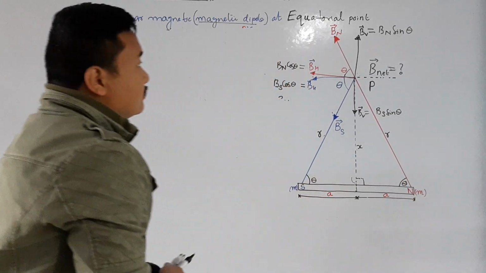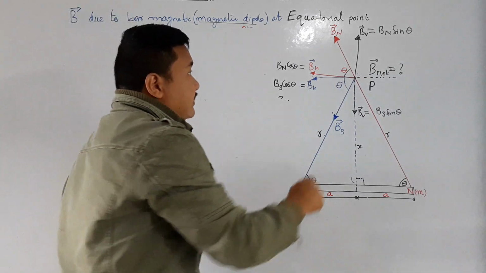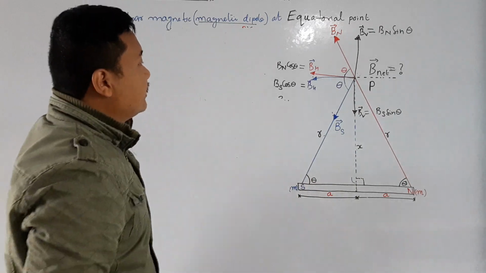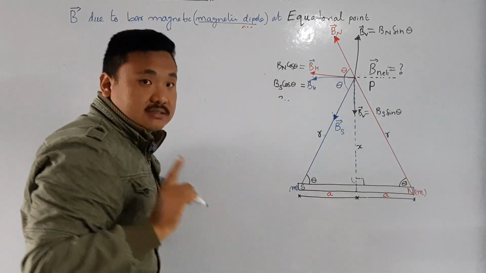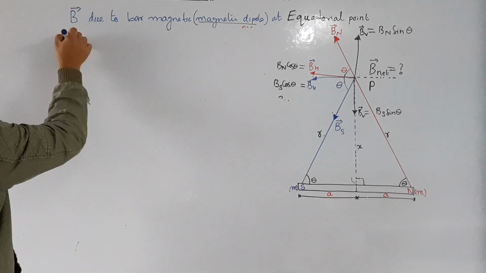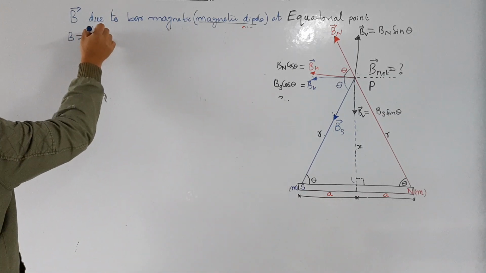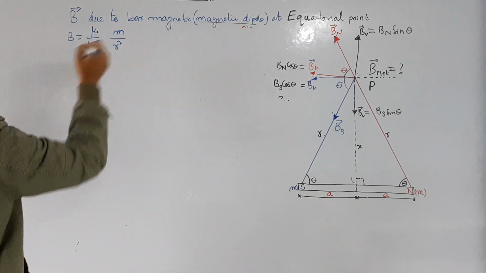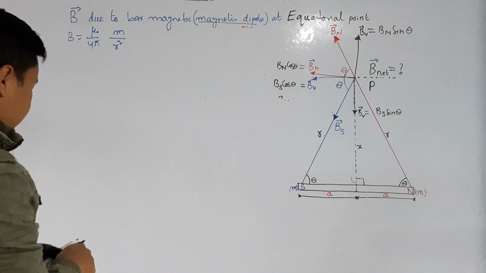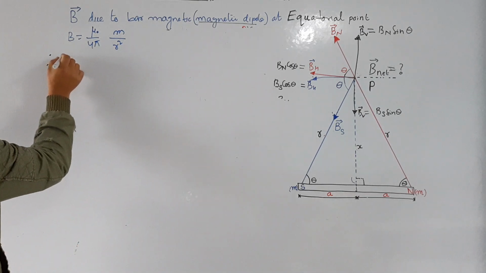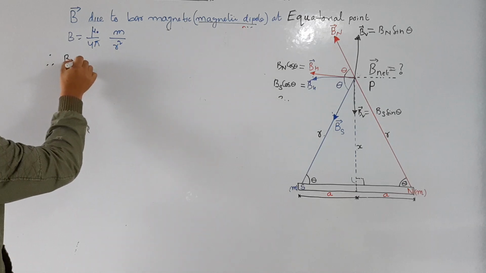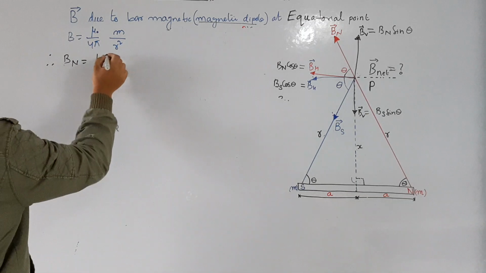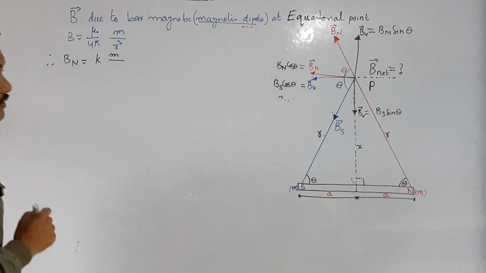So we got this. Now if you see here, this is Bn sin theta, this is Bs cos theta. Okay, so let us find how much is Bn, how much is Bs. Now we know that B is equal to mu naught by 4 pi m divided by r square. So this is our formula. Therefore, how much is Bn? Bn will be equal to K, as this mu naught by 4 pi is K, and this is m divided by r square.